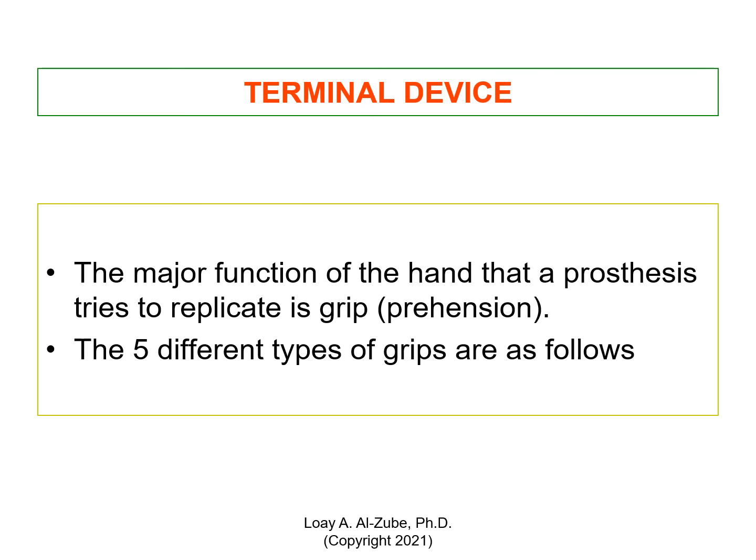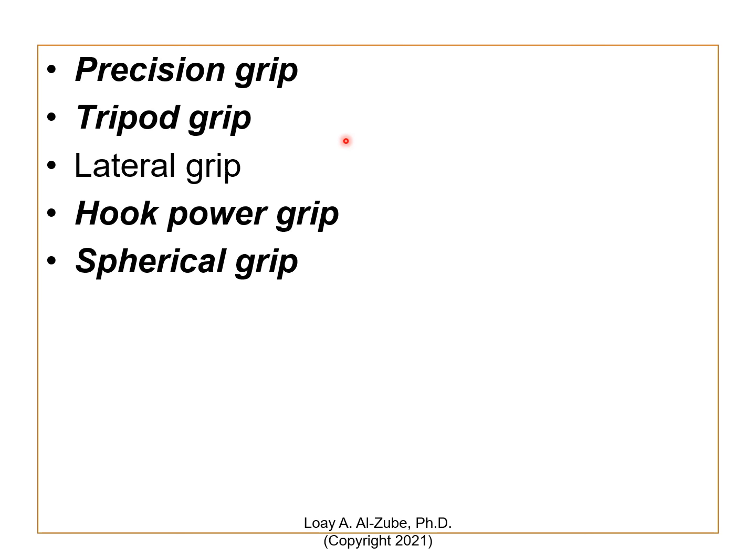The major function of the terminal device, the hand, is to replace gripping. That's the most important thing. The gripping, they call it prehension. And the 5 different types of grips are as follows. These are the types that we care about: precision grip, tripod grip, lateral grip, hook powered grip, and spherical grip. Each one of these grips is important to replicate using our end effector. So if you want a really functional, very well designed end effector, you need to make sure that you have all of these capabilities. And each one of them has a different design and requirements.